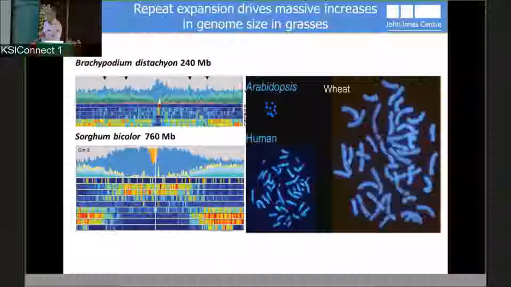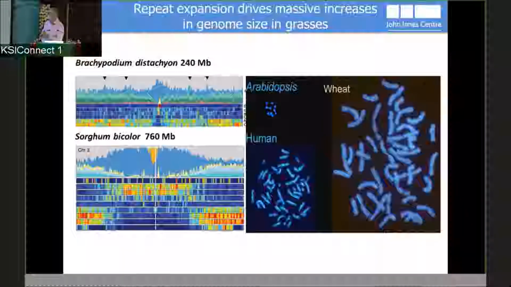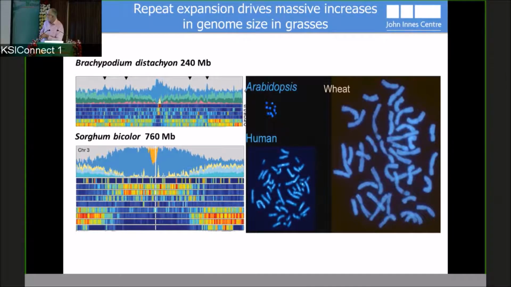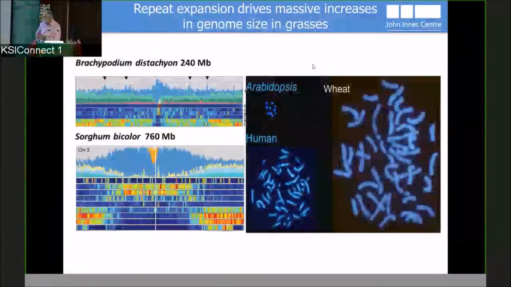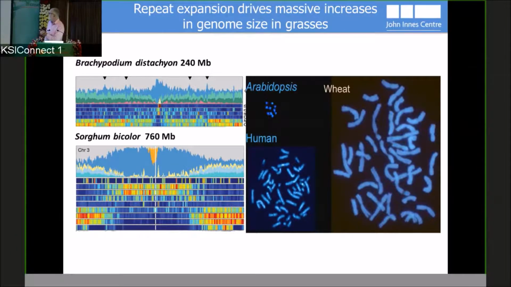This just gives you an example of a small grass genome, Brachypodium, only 240 megabases. And here you can see the repeats shown by these blue peaks are relatively low and confined to the pericentromeric region. If you look at an assembled chromosome of sorghum, which is much bigger, you can see it's much bigger because of the extensive repeat expansion in this region. And you can see here is a wheat karyotype compared to human, compared to Arabidopsis.